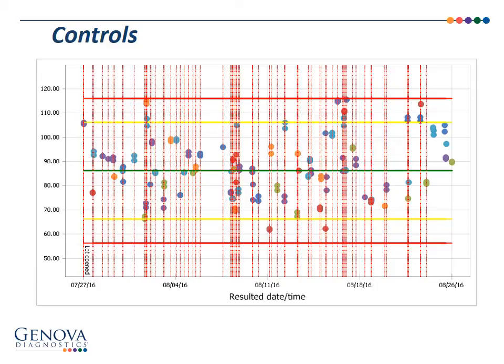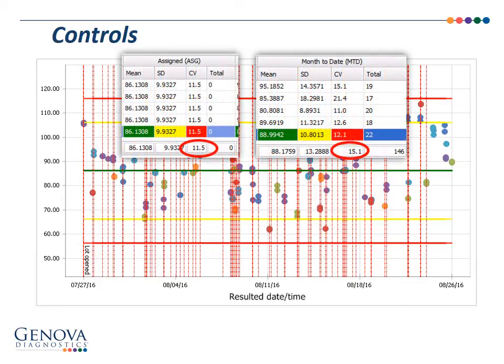You can also have the other issue where your CVs are too narrow, and so your spread is actually wider than you expect, as you see here. So here, we have an assigned CV of 11.5%, but it's actually running at about 15.1%. And it looks like we've only had this lot open for about a month. So maybe we didn't appropriately set the CV when we first ran it as unknowns.